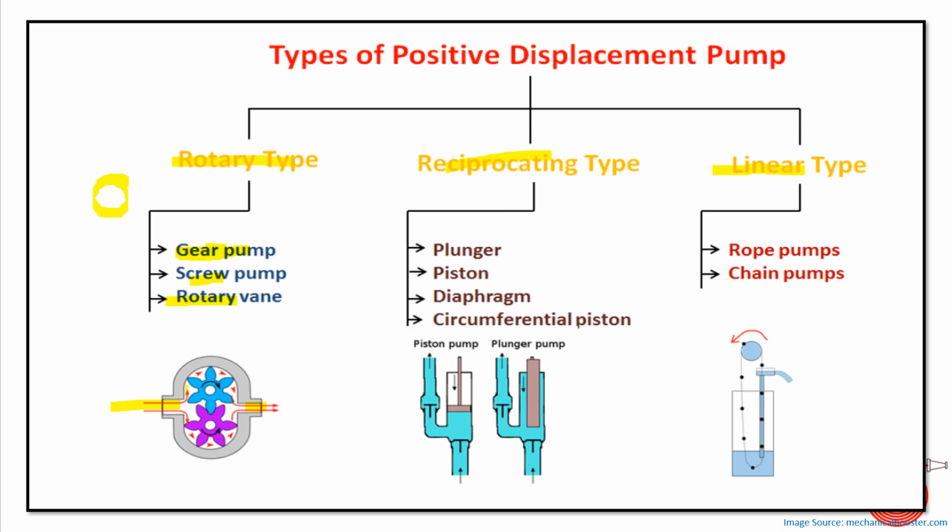So what happens in the reciprocating type? What are the things that reciprocate? Either your plunger, your piston, your diaphragm or circumferential piston reciprocates. This is a piston pump shown here. When this piston moves upwards, it creates a suction here and the fluid gets inside this cavity. And if we displace the piston, the inlet port will get closed, and the fluid will start moving from this side. Similarly, a plunger pump will also work like this.